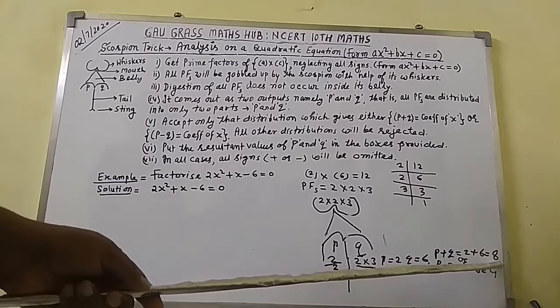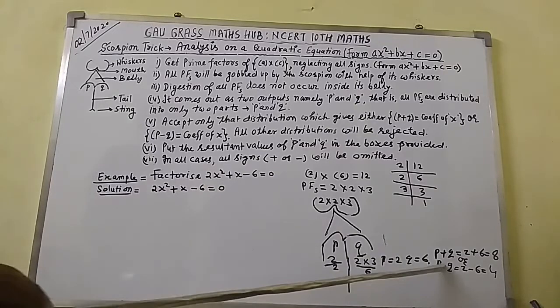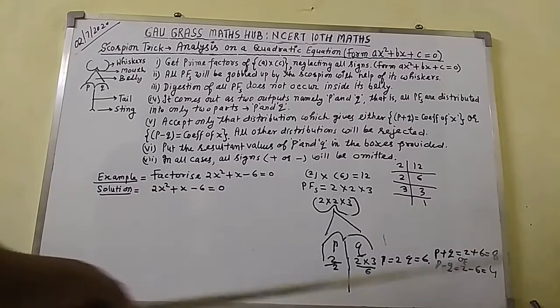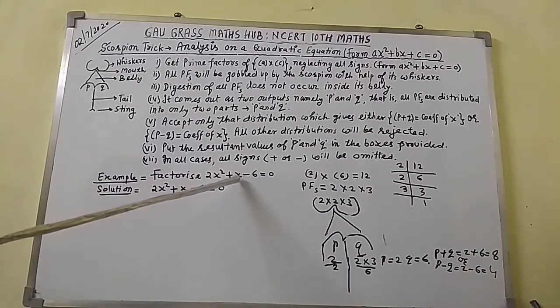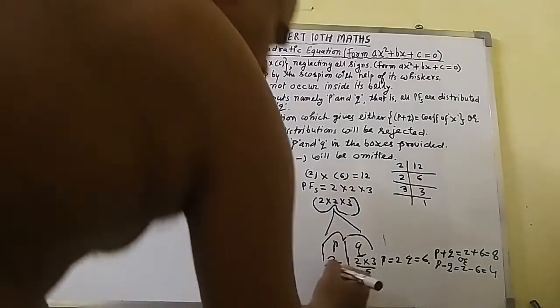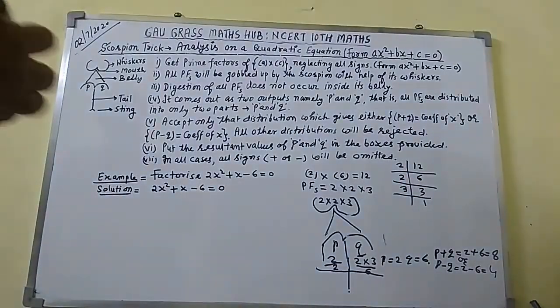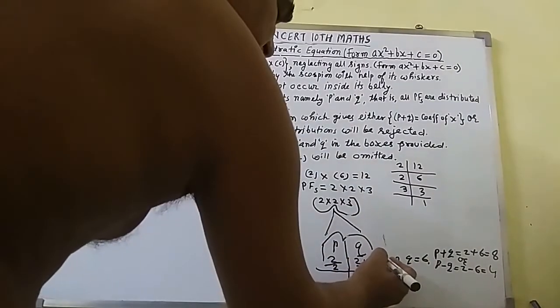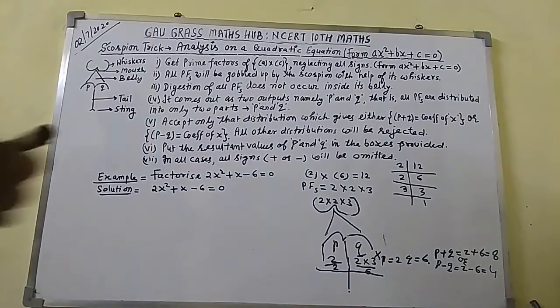That is not the coefficient of x. The coefficient of x is 1. Here you can see P minus Q equal to 4. 4 is not the coefficient of x, since the coefficient of x is 1. Now what to do? Draw a horizontal line here. Now this distribution has been rejected. Now come to the next distribution.